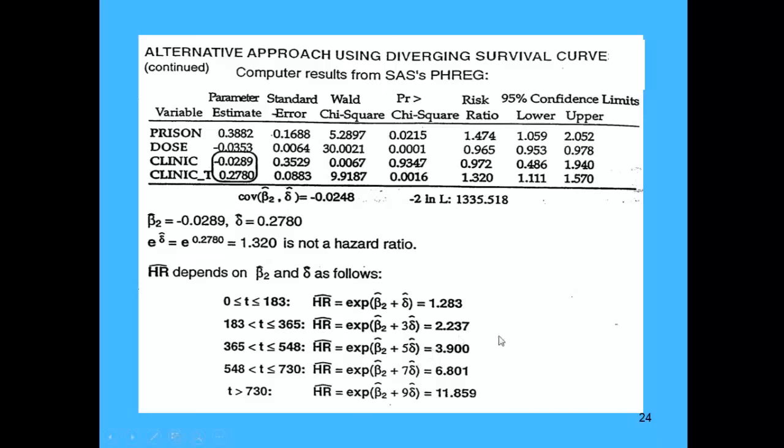1.283, 2.237, 3.9. See what happens? I'm setting it up so they're increasing, so I'm allowing myself to reflect the fact the picture's different. If I want to do that, I can do it. And I can get confidence intervals around each one of these. So you can do a lot of things with an extended Cox model that's even more complicated than otherwise.